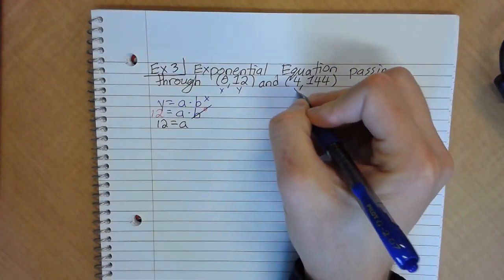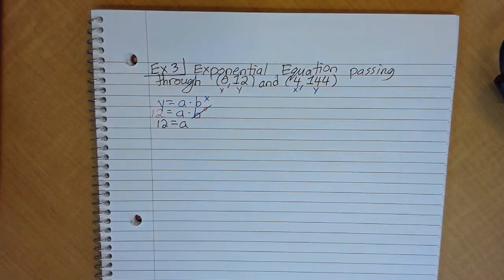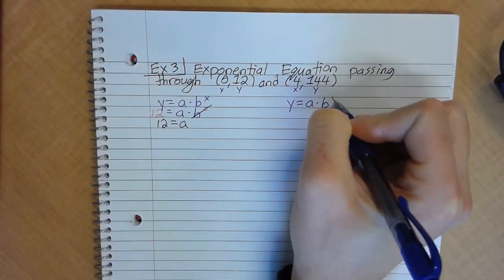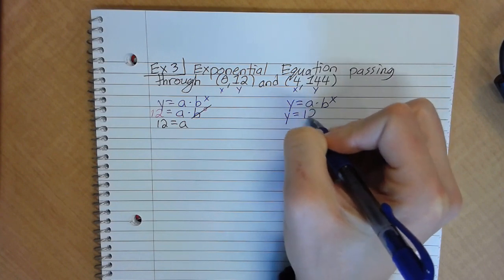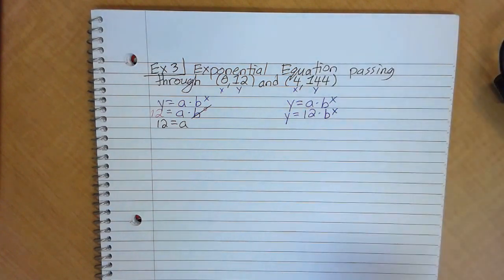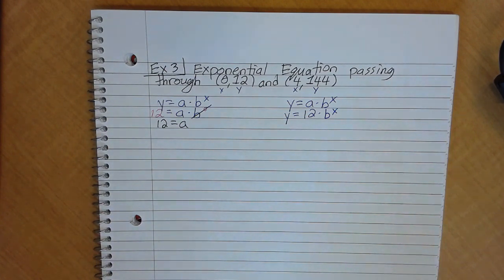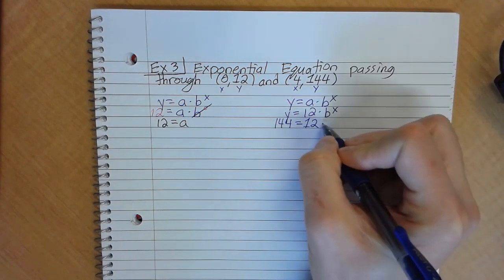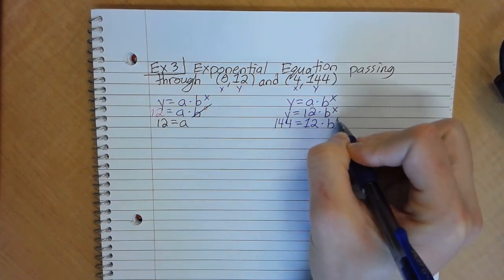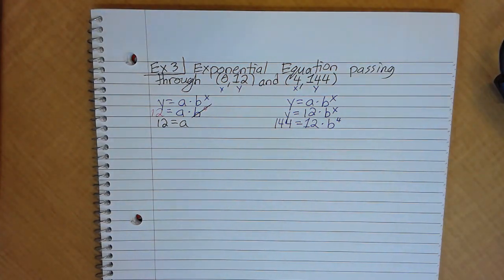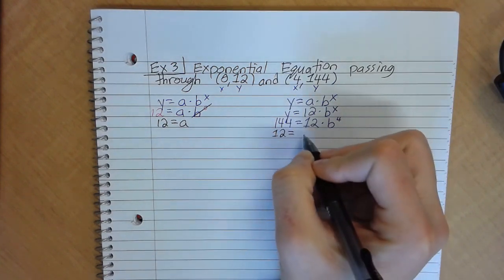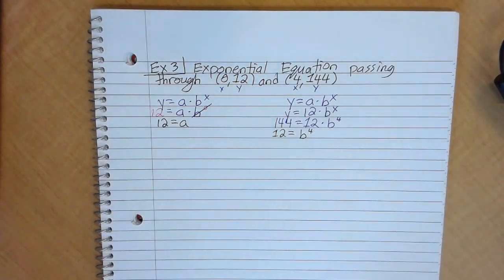So let's do the second part now. So I have a new x of 4 and a y of 144. So I got to put those into x and y. So let's write our general version out. But we now have a 12 to put into a. So let's put in x and y, 144 and 4, meaning that we've got 144 equal to 12 times b to the 4th power. So the first thing we can do is divide by 12 on both sides, giving us a 12 is equal to b to the 4th.